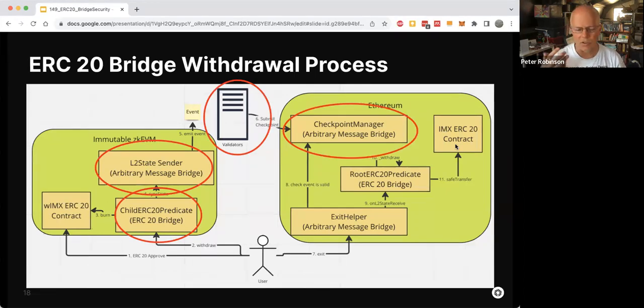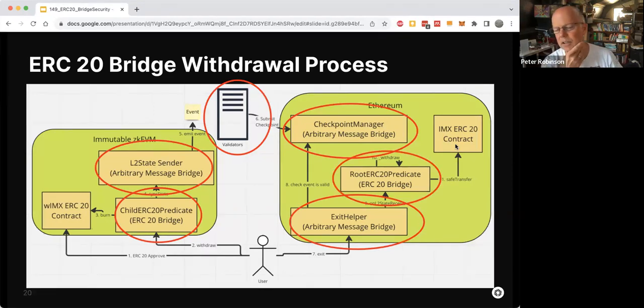Maybe the checkpoint manager, the thing that's getting the roots, gets compromised. Maybe the exit helper, which is helping to process the exits and check with the checkpoint manager, has a bug. Or maybe there is a bug in the ERC20 bridge on Ethereum. So a lot of places where things could go wrong. And if there's a bug in any of these places, then possibly the attacker could steal that money.